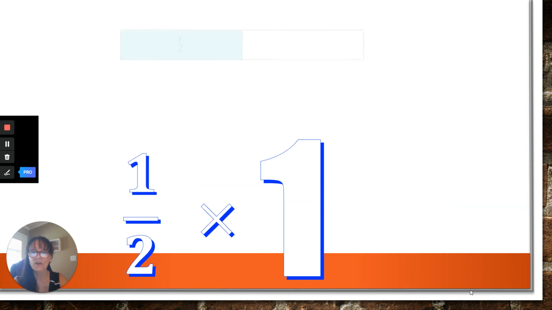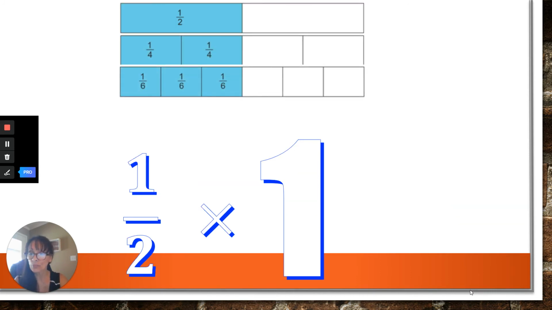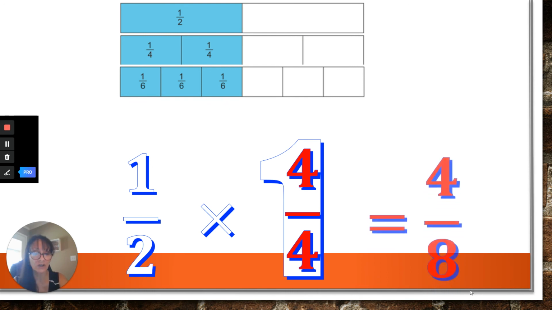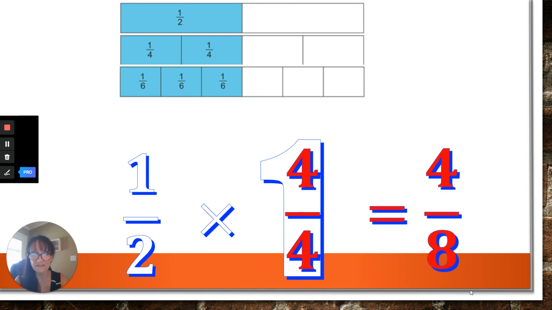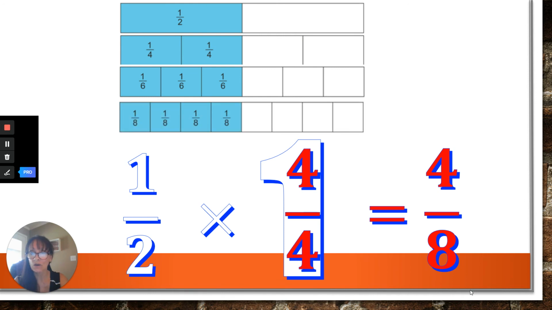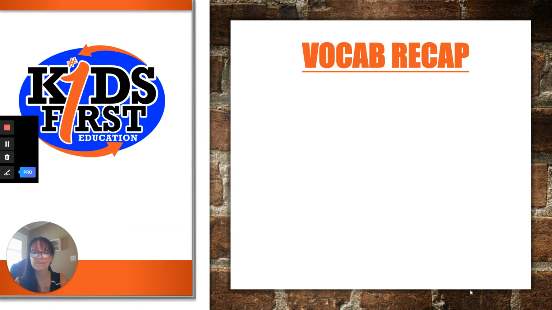One more. This time, we're going to break the whole into 8 equal pieces. How many pieces do you think would be equivalent to 1/2 if I break it into 8? You're right. Let's multiply by 4 fourths. We get 4 eighths, and that's 4 groups of 1/8. Notice that 1/2 is equivalent to 2 fourths, is equivalent to 3/6, is equivalent to 4 eighths.